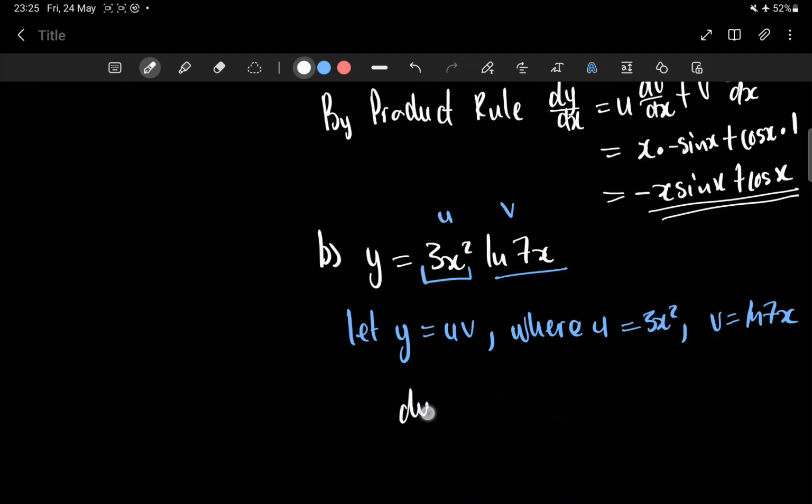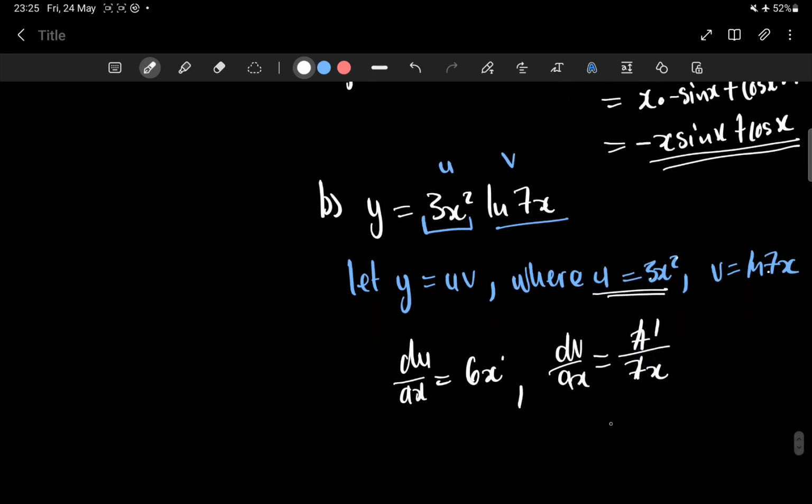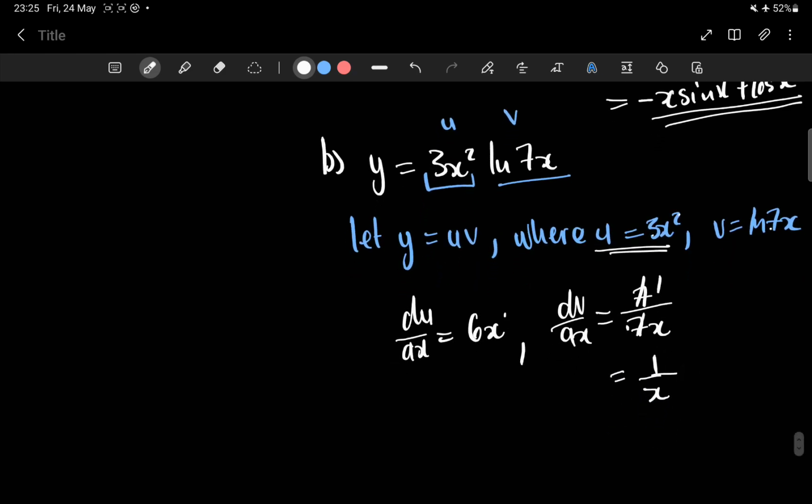We can now say that du/dx is equal to 2 times 3, as we differentiate this u. 2 times 3 is 6, then x to the power of 1. And dv/dx is the derivative of ln 7x. The derivative of ln f(x) is the derivative of 7x, which is 7, over the original function 7x. The 7 and 7 cancel, so it will be equal to just 1 over x. This simplifies to 1 over x.